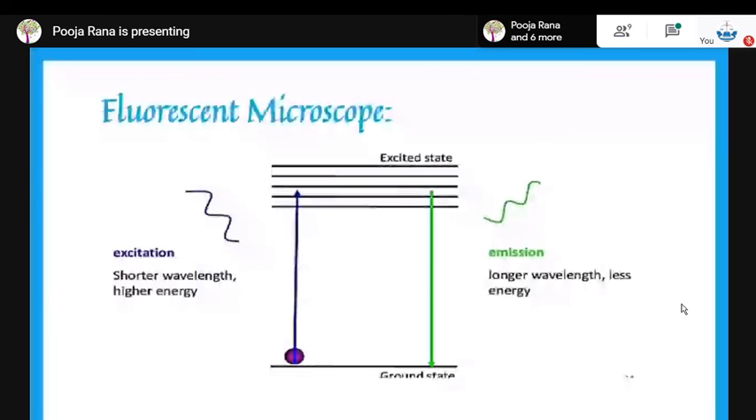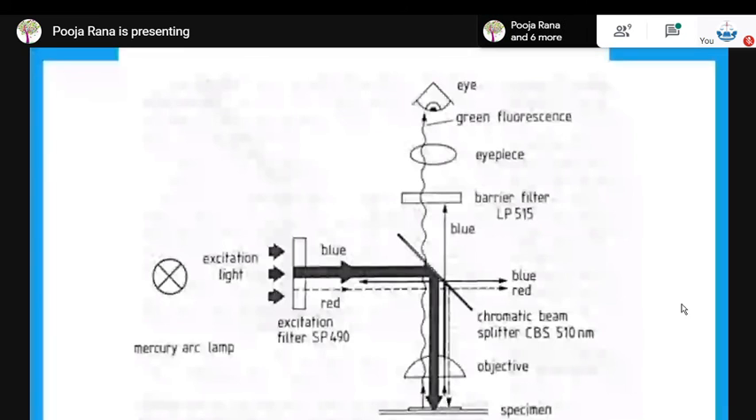All right. Now this is the diagrammatic representation of the working of a fluorescent microscope. Over here you can see that from the mercury arc lamp, the light passes on to the excitation filter, and from that the blue light is transferred to the chromatic beam splitter. From left to right, if you observe the path of light, the blue and red light pass from the mercury arc lamp and fall onto the excitation filter, and only the blue light is allowed to pass through it, and it falls onto an oblique line which is there, right?